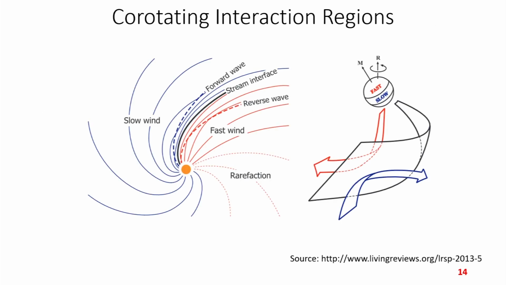What I discussed is shown through these two cartoons. Here you can see the fast wind region and the slow wind region. Because of this interaction, this is the interaction region. Here there is a forward wave and a reverse wave. The forward wave is moving forward, and the reverse one is moving toward the higher latitude region.